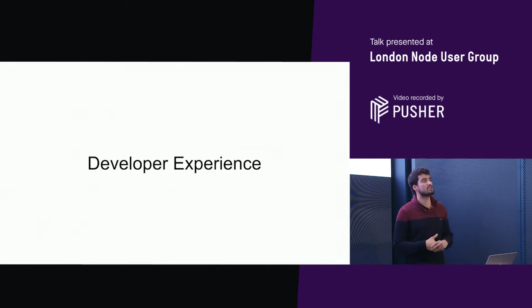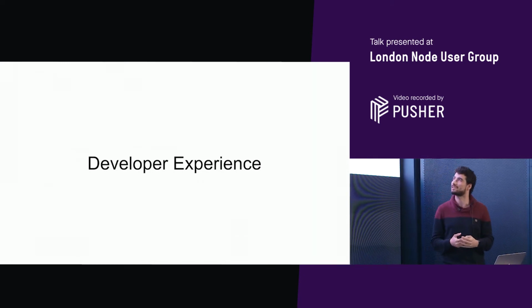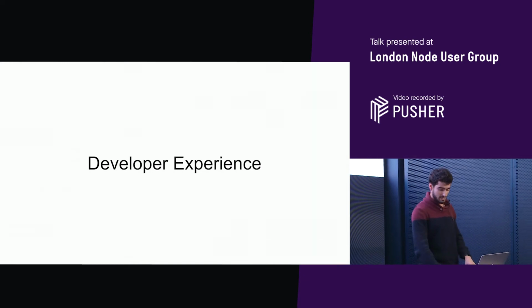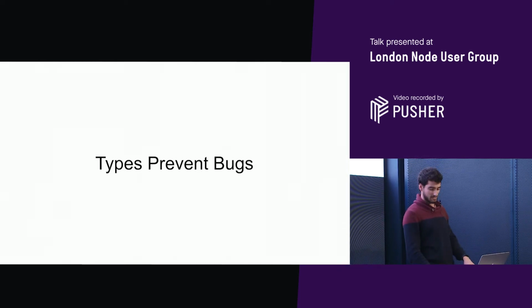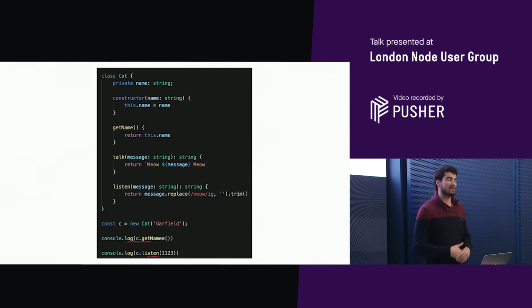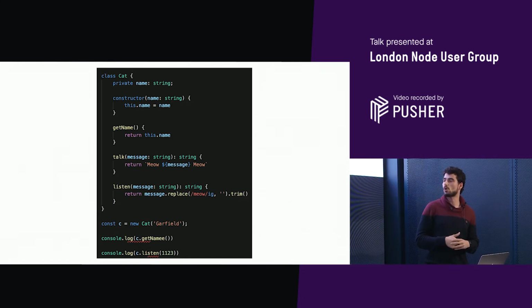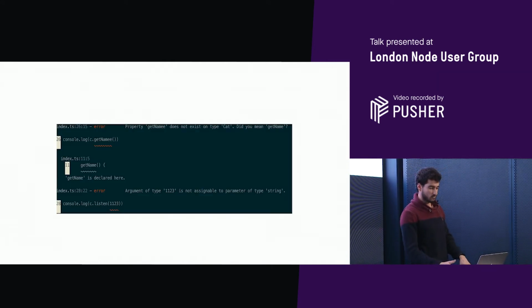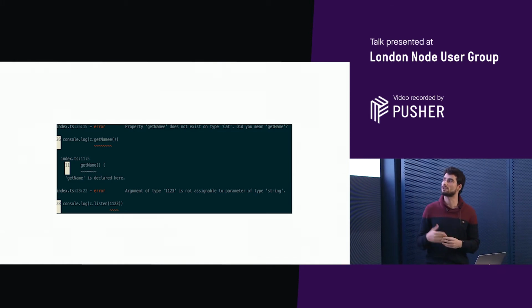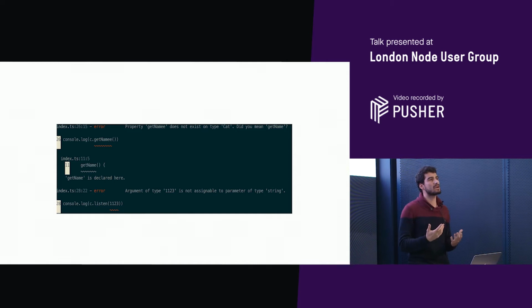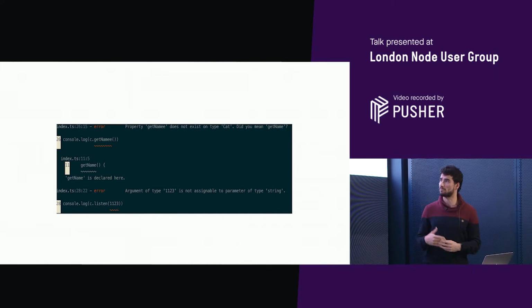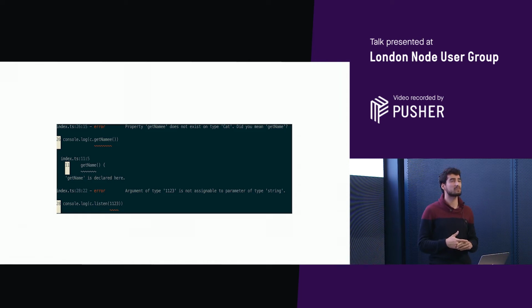Developer experience. Using TypeScript really gives us a better developer experience. Types prevent bugs. If you write this code and somehow you are passing the wrong type to a function, or you misspell a method name, well, let's be honest, I think everyone has misspelled a method or a property. If we try to compile this, we get immediate feedback instead of feedback at runtime. So it can save us from some bugs if we don't have proper testing. This is a fast way to prevent some issues.